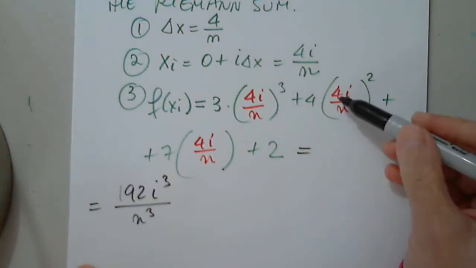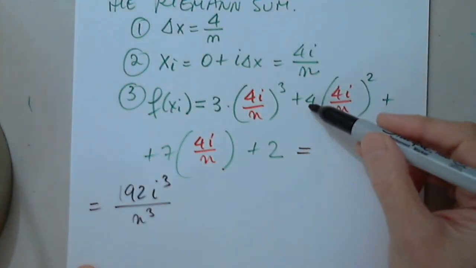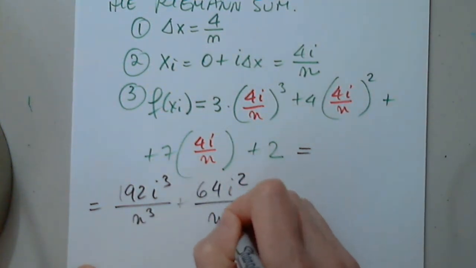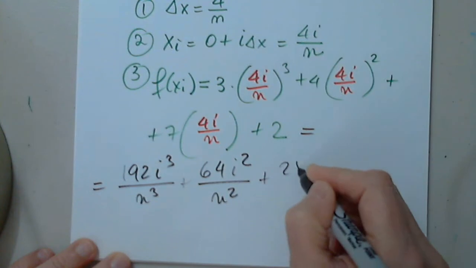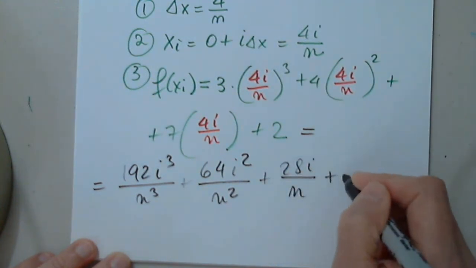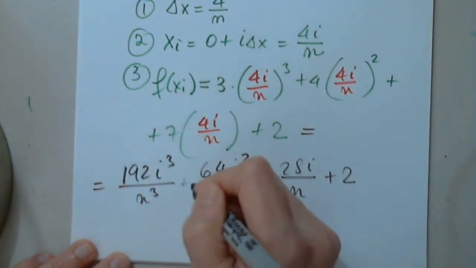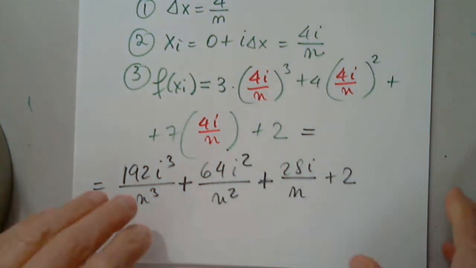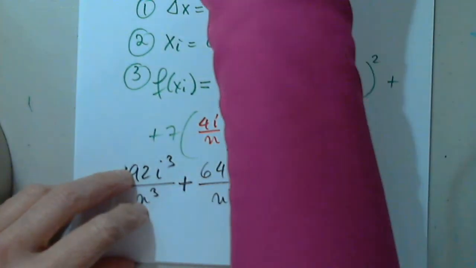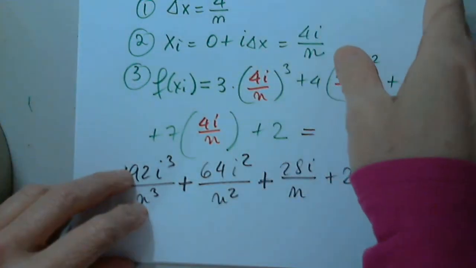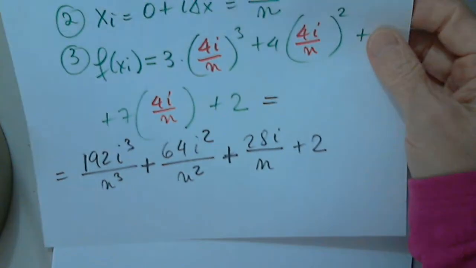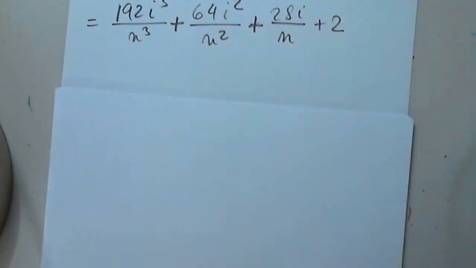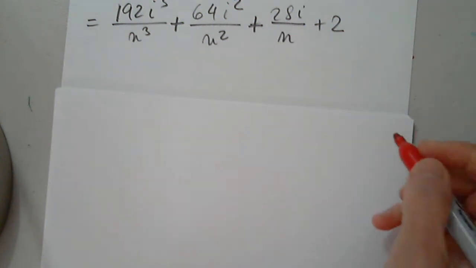Okay, now here we have 4 squared, which is 16. 16 times 4, I think it's 64, i squared over n squared. And plus 28i over n and plus 2. Are my numbers correct, please? Just in case. If you didn't say anything, it's not your fault, of course. I'm assuming that I'm on the right track.